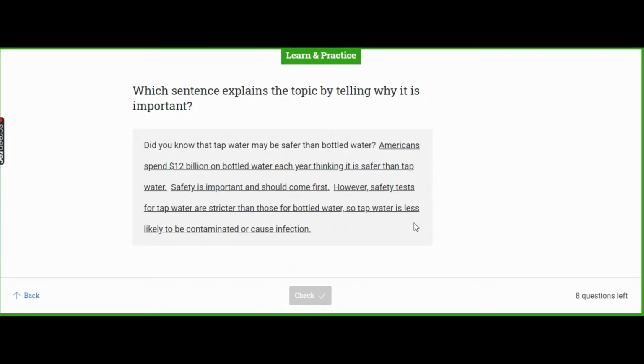This explains the topic by telling why it is important. Did you know that tap water may be safer than bottled water? Americans spend $12 billion on bottled water each year, thinking it is safer than tap water. Safety is important and should come first. However, safety tests for tap water are stricter than those for bottled water, so tap water is less likely to be contaminated or cause infection. I'm going to give you 30 seconds to look over these sentences that are underlined and click on the one that explains the topic by telling why it's important.